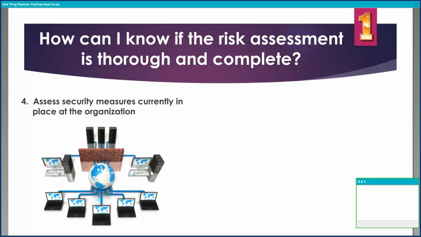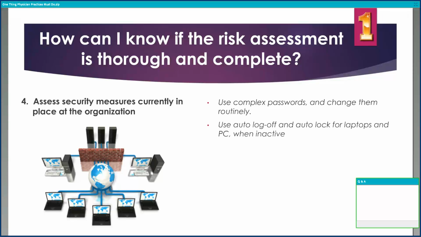I believe the fourth step is perhaps one of the most important steps in the security risk analysis. And that's just personal opinion. I'm not speaking for the OCR. It looks at what you're doing proactively to help protect your data from unauthorized use and disclosure from both a technical and a non-technical point of view.